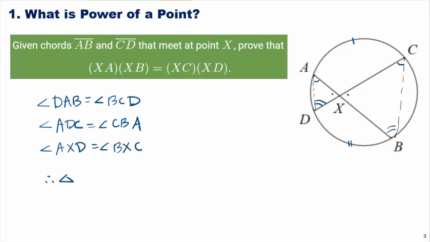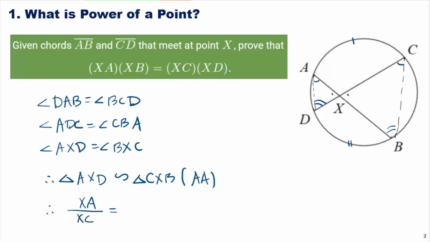Therefore, we have triangle AXD must be similar to triangle CXB by AA similarity. You can use any two of the three angles, right? And therefore the corresponding sides are proportional. So we have XA over XC equals XD over XB. To express that in a product format, we have XA times XB equals XC times XD. Did you get it?